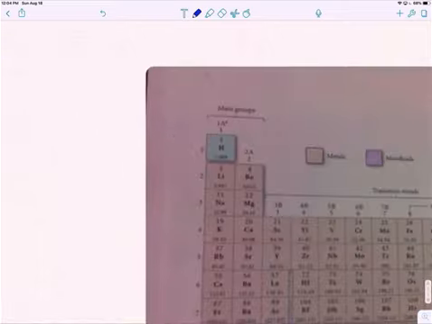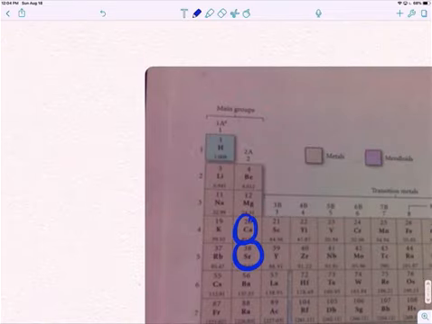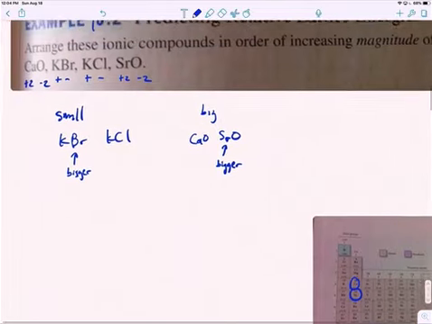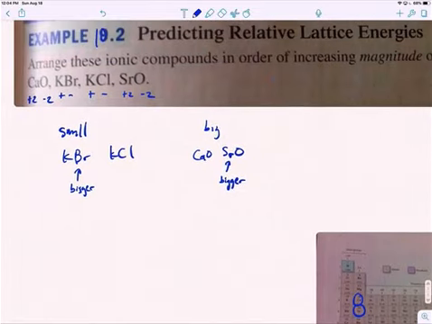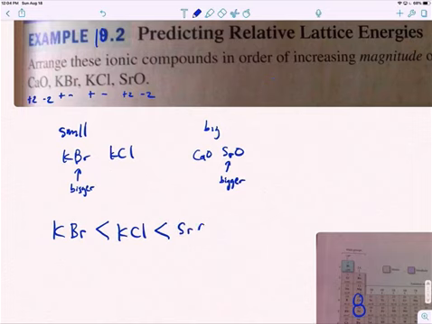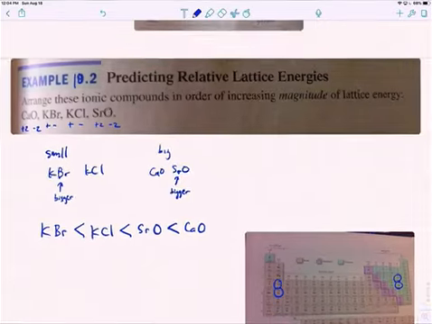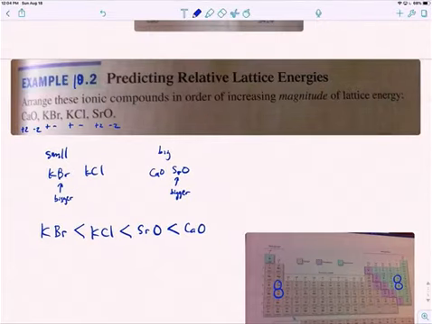So here's calcium and strontium. Calcium is higher, it's smaller. So potassium bromide is the smallest, and that's going to be smaller than KCl. And then the next biggest is going to be strontium oxide, and the strongest lattice energy is calcium oxide. So order of increasing magnitude of lattice energy, it's going to be KBr, KCl, SrO, calcium oxide.